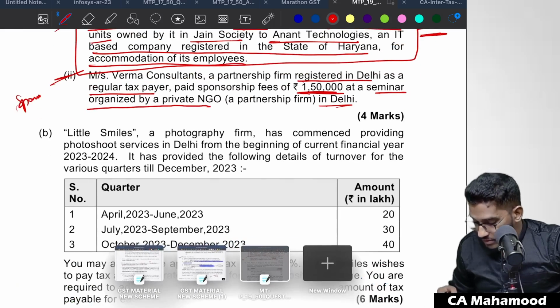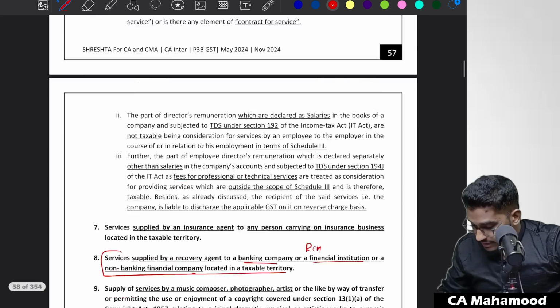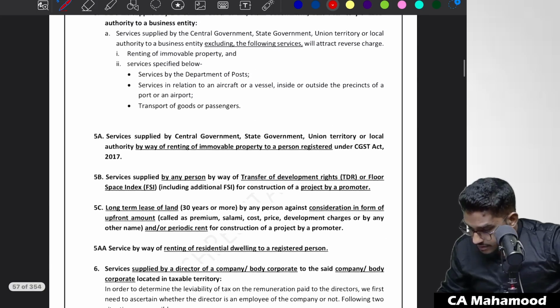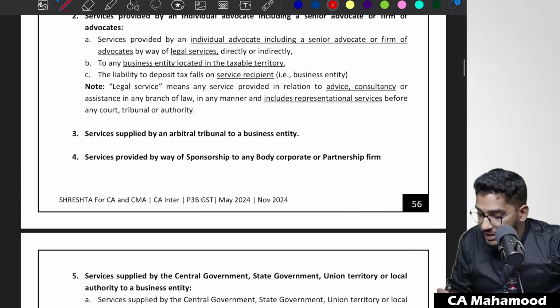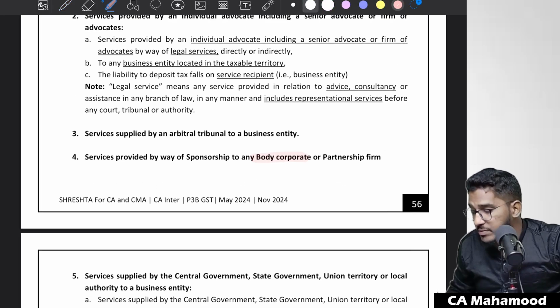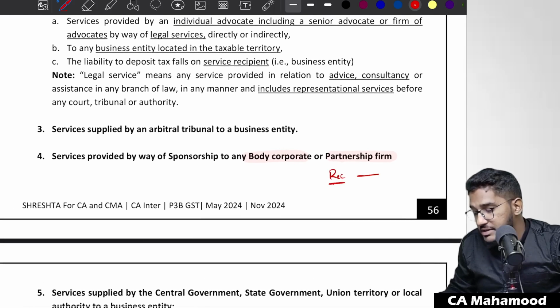So if I take you to that clause, we have a look at that sponsorship services. Read that once again: services provided by way of sponsorship to any body corporate or partnership. That means if the recipient is a body corporate or a partnership firm, in that case, the recipient is only required to pay the tax under reverse charge mechanism.